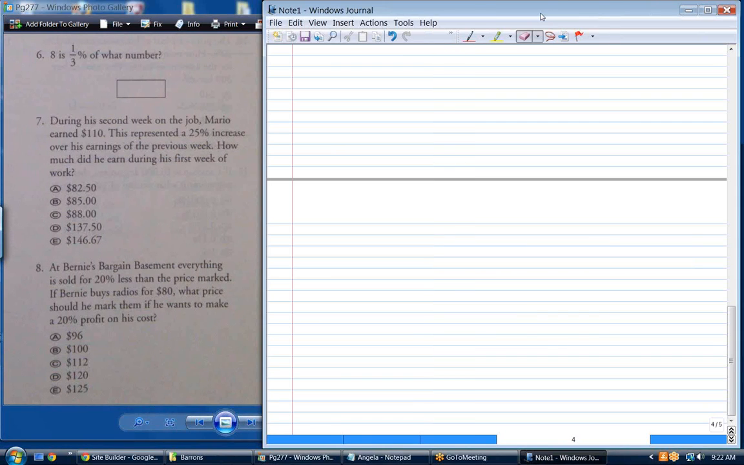Okay, at Bernie's Bargain Basement, everything is sold for 20% less than the price marked. He buys radios from somebody for $80. He wants to make a 20% profit. So what should he mark it as? Okay, so Bernie's Bargain Basement, everything is sold for 20% less.